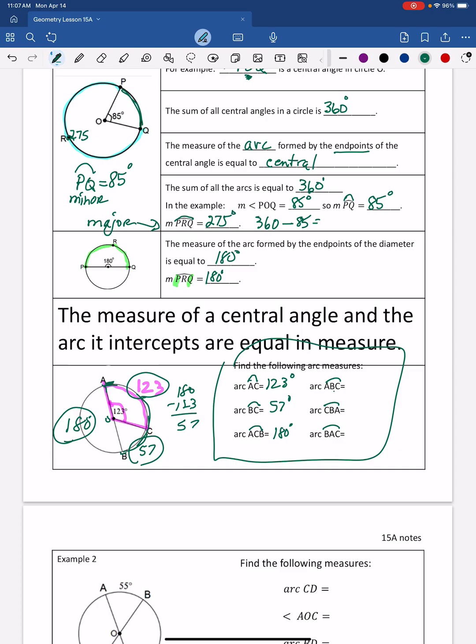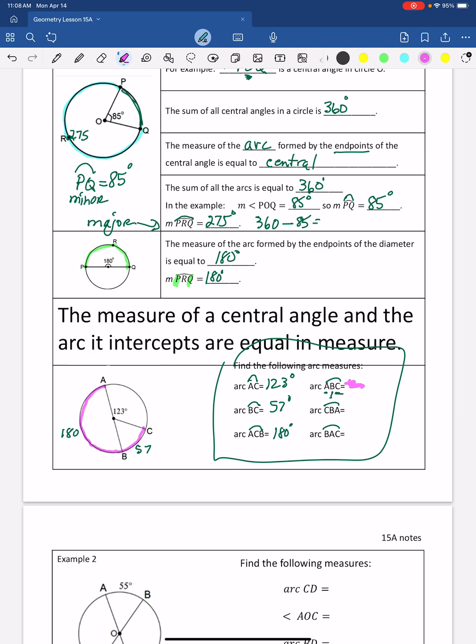Now let's take a look. ABC. So this tells me where to start, what to go through, and where to end. So I'm going to start at A. I'm going to go through B, which means I'm going around this way first, and I'm going to stop at C. Okay, so let me get rid of some of this here so we can just look at that one individually. So this was 57 and 180. So this arc right here, ABC, is going to look like A through B and stop at C. That's the arc that we're looking at right here.